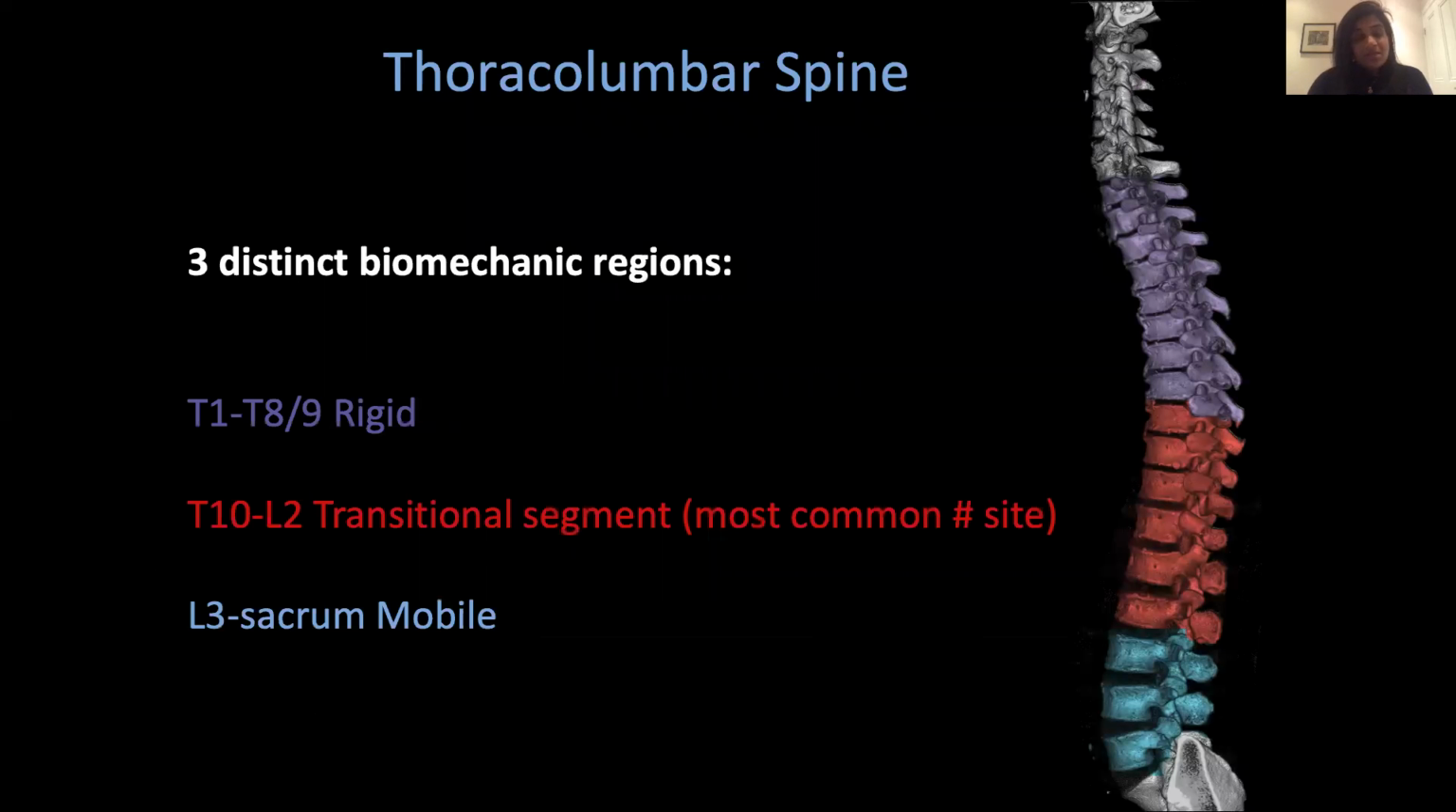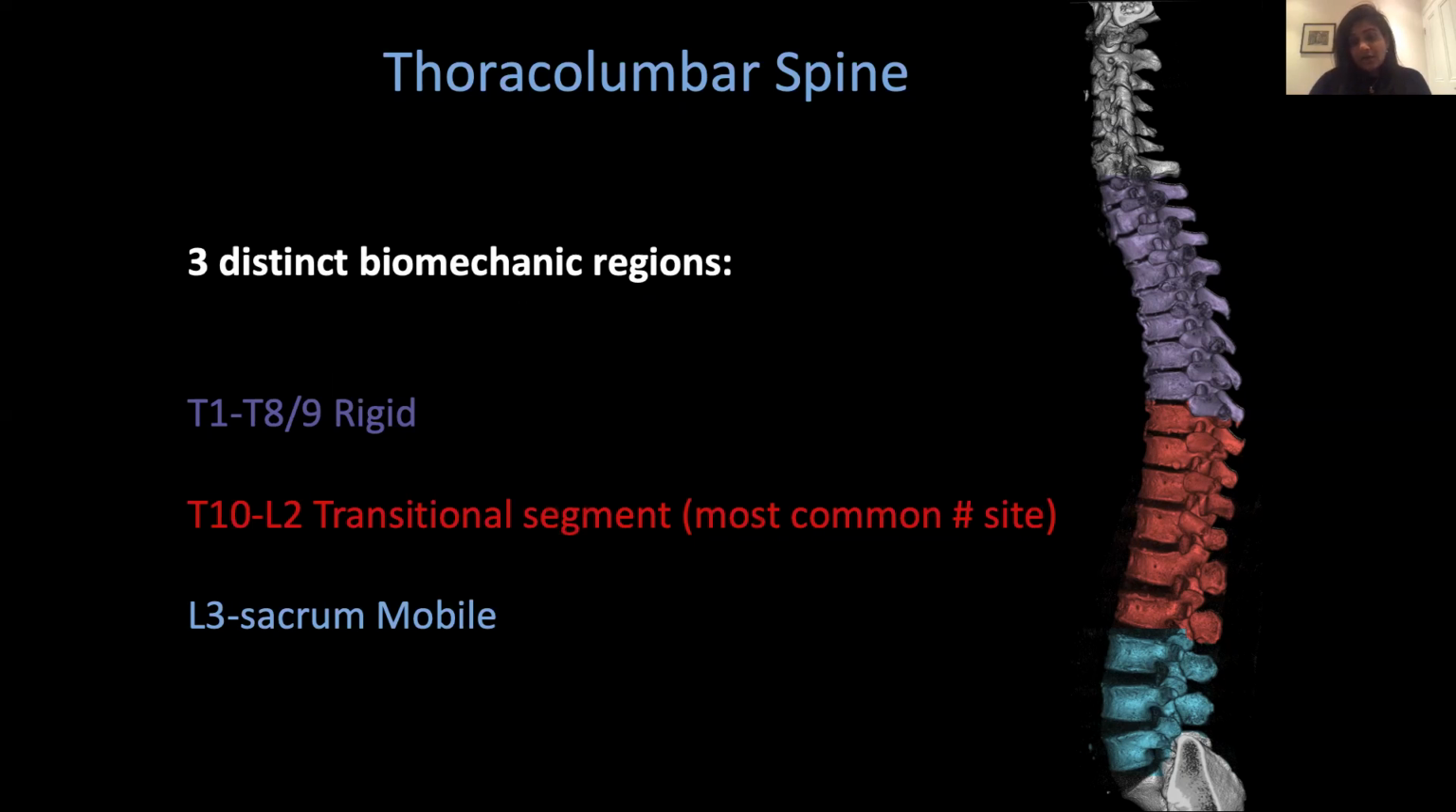So there are three distinct biomechanical regions within the thoracolumbar spine. We've got the upper thoracic spine from roughly the T1 to the T8, T9 level, which is relatively rigid. So this is pretty stable, and that's because you have the surrounding rib cage and sternum. Therefore it requires a very high energy force to disrupt it at this level. So you tend to see fracture dislocation injuries at this level, or flexion injury predominating.